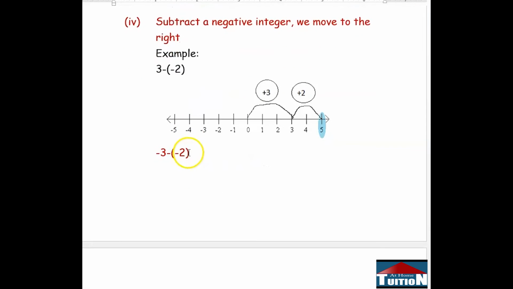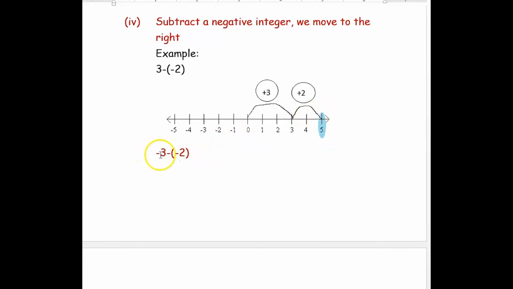Next, the fourth rule is to subtract a negative integer. We have to move towards the right. Suppose you have a positive integer and you are subtracting a negative integer. The positive integer is 3. So we are at 3 and we are subtracting a negative integer, so you have to move towards the right 2 units. So you will be landing on plus 5.